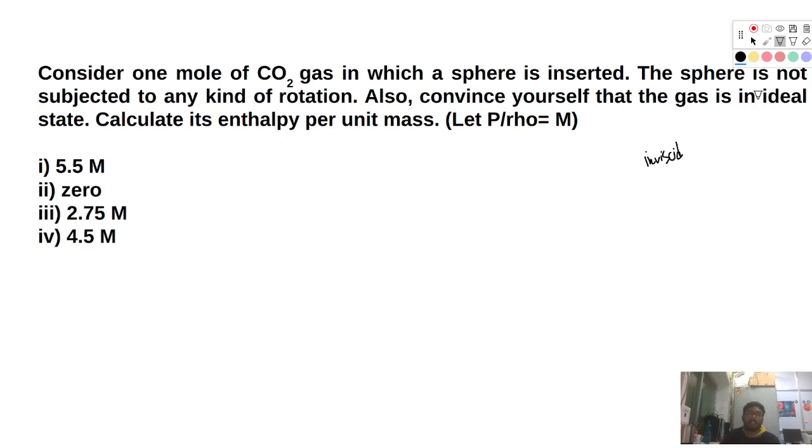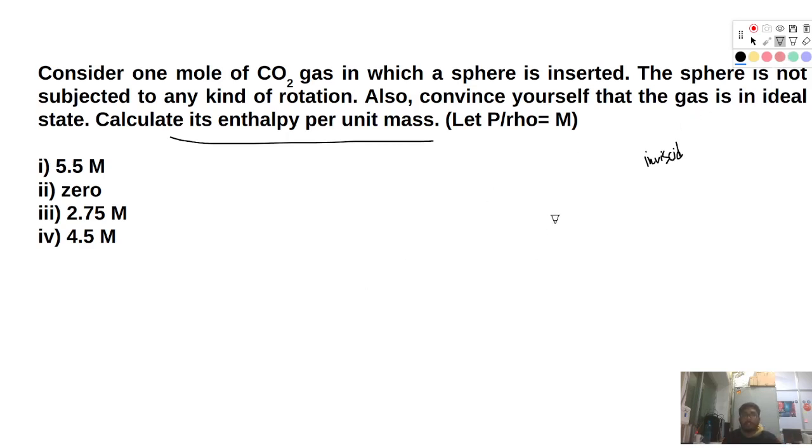Also convince yourself that the gas is in an ideal state. This is pretty similar to the last question. Now you have to calculate its enthalpy per unit mass. What they have given in the assignment is this enthalpy per unit mass, but that was a monoatomic gas. As I discussed in the last slide, we derived gamma for different gases like monoatomic, diatomic, triatomic. Now here you have a triatomic gas which is also linear in nature.